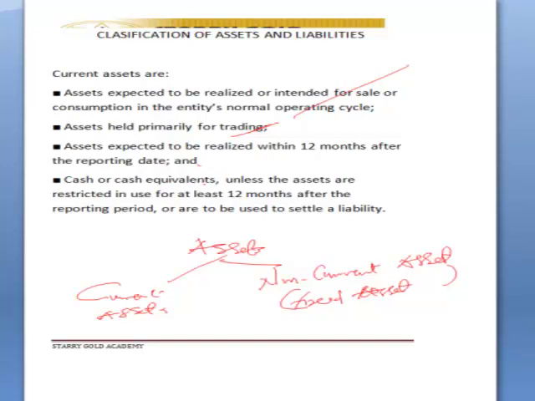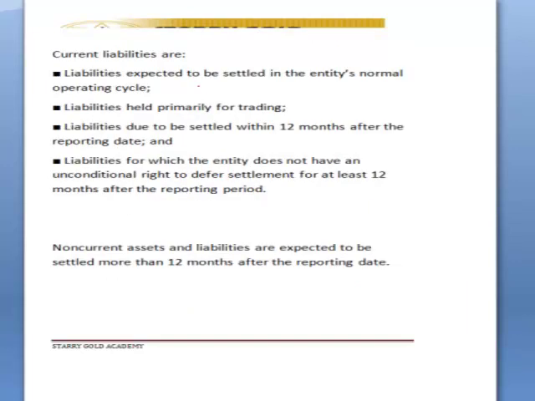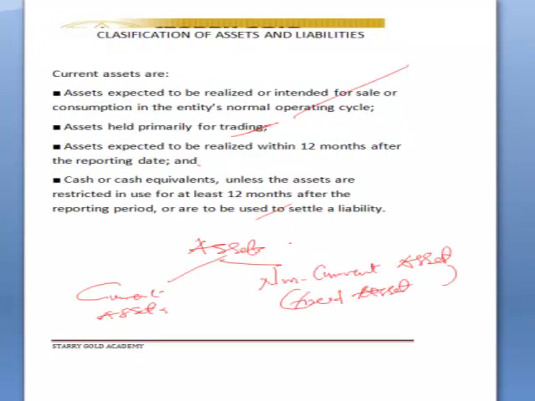Then cash or cash equivalent, unless the assets are restricted in use for at least 12 months after the reporting period, or are to be used to settle a liability. So that is what constitutes current assets. Let's look at the next, which is liability. But before we look at liability, the non-current assets are tangible assets that are bought for the use of the business.